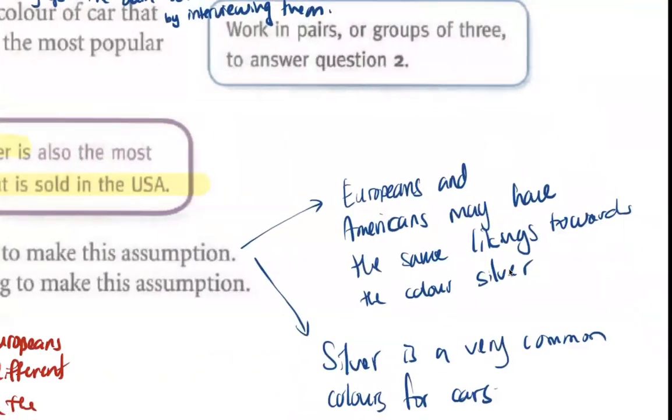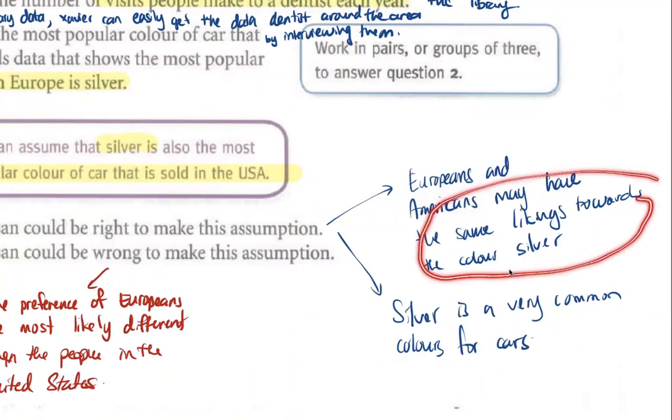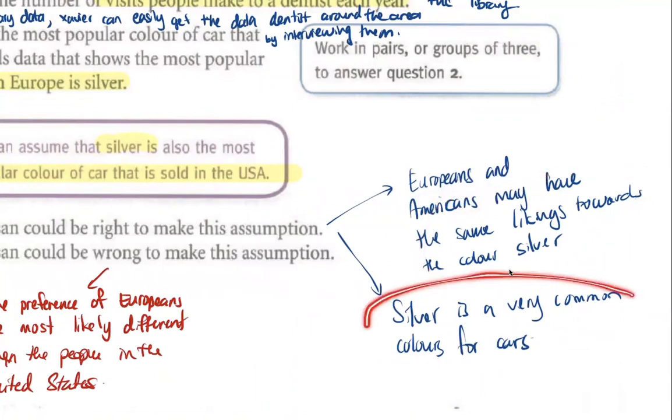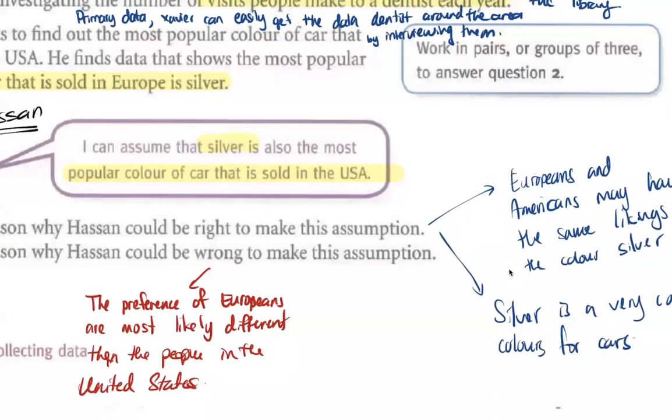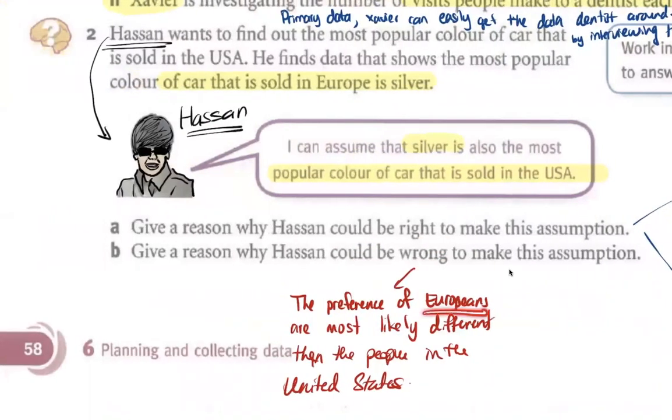Okay, Hassan could be right because Europeans and Americans may have the same likings towards the color silver, or silver is a very common color for cars. People normally buy silver colored cars. But he can also be wrong at the same time because the preference of Europeans is most likely to be different from the preference of people in the United States of America. So they may have different preferred car colors. So he can either be right or wrong, but you just need to justify why he is right and why he is wrong.